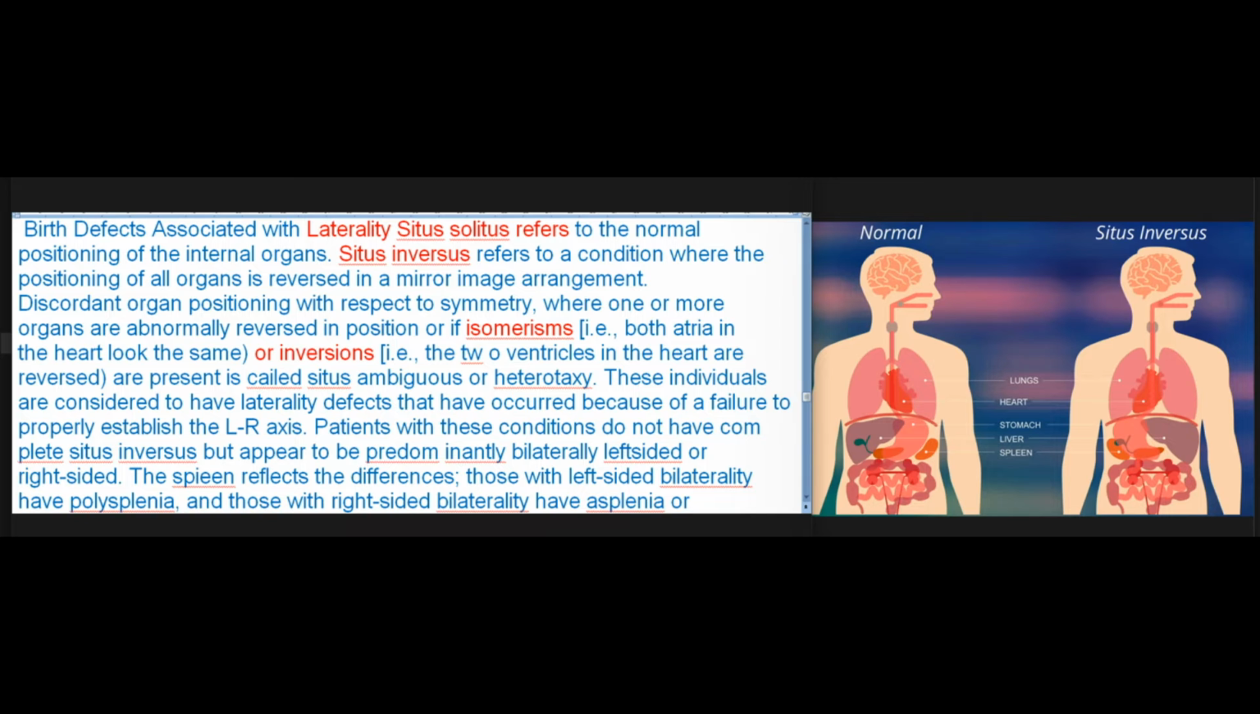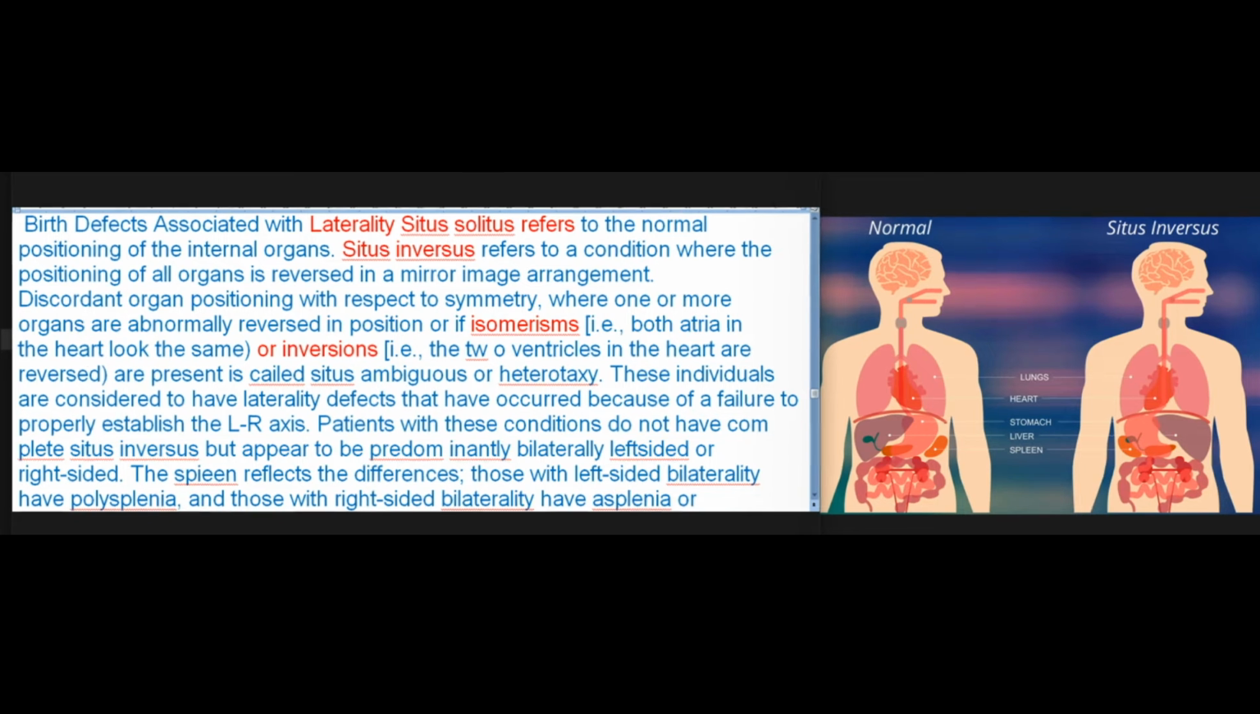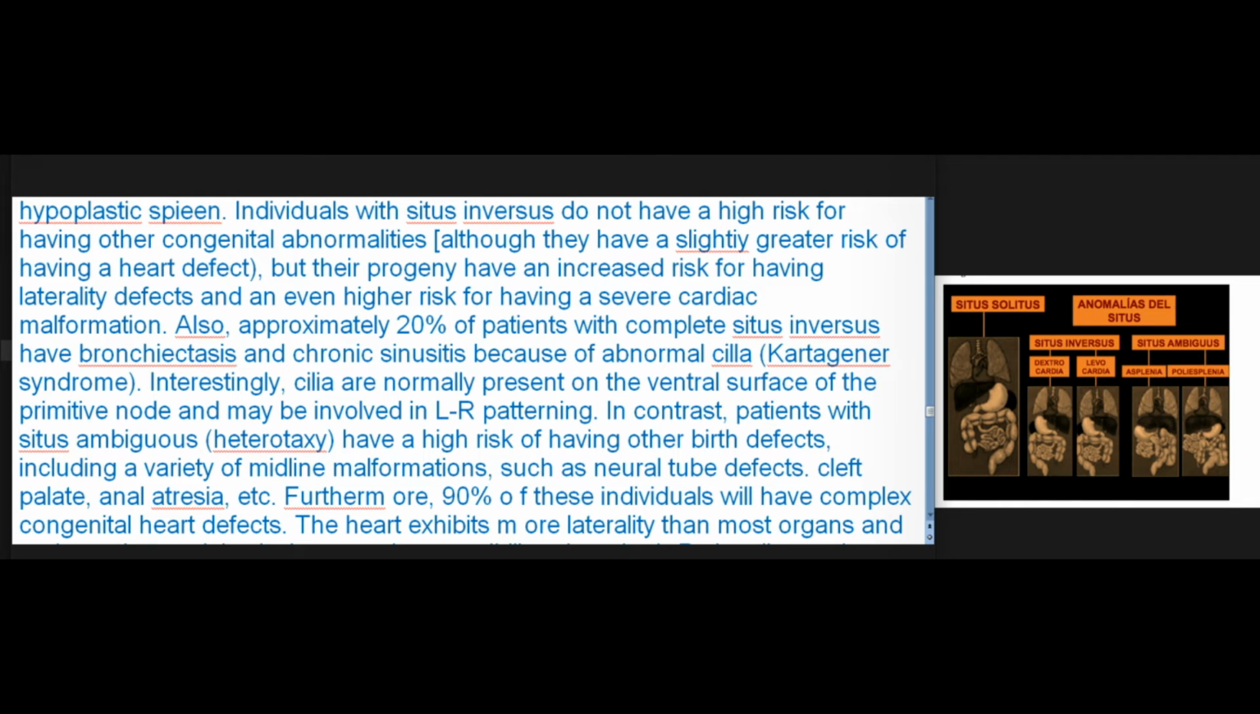These individuals are considered to have laterality defects that have occurred because of a failure to properly establish the LR axis. Patients with these conditions do not have complete situs inversus but appear to be predominantly bilaterally left-sided or right-sided. The spleen reflects the differences. Those with left-sided bilaterality have polysplenia, and those with right-sided bilaterality have asplenia or a hypoplastic spleen. Individuals with situs inversus do not have a high risk for having other congenital abnormalities, although they have a slightly greater risk of having a heart defect, but their progeny have an increased risk for having laterality defects and an even higher risk for having a severe cardiac malformation.